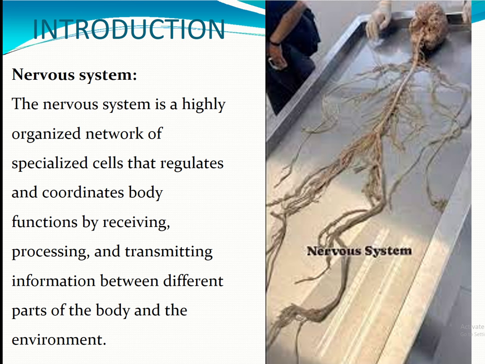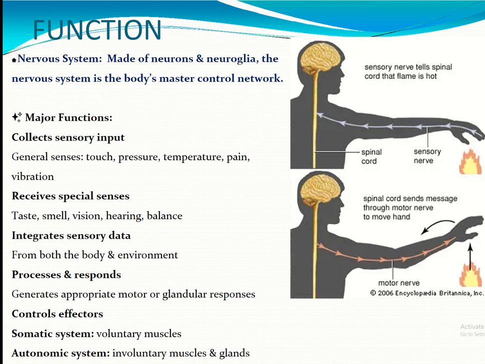The nervous system is a highly organized network of specialized cells that regulate and coordinate body function by receiving, processing, and transmitting information between different parts of the body and the environment. The main functions of the nervous system: it carries sensory information from the internal body and also from the external environment, and this information is processed in the brain, and an appropriate response is carried by motor nerves and muscle contraction, and a desired movement occurs.